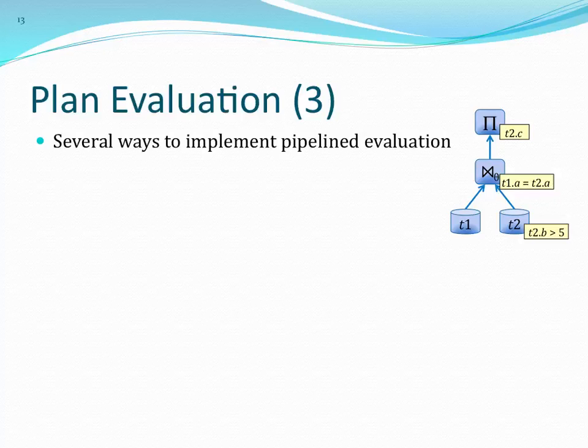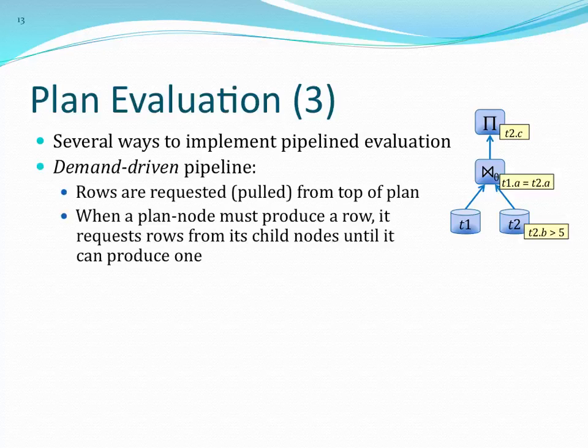Now again, with pipeline evaluation, we're generating results tuple by tuple. There's a couple of different ways that we could do this. We could have the situation where somebody is sitting on top of the plan and says, I want another tuple. Give me another tuple, project node. And so the project plan node says, I need another tuple. It turns around and asks its child, give me the next tuple. And the theta join turns around and says to T1 and T2, give me tuples until it's finally able to produce a result. So that's demand-driven pipeline evaluation.